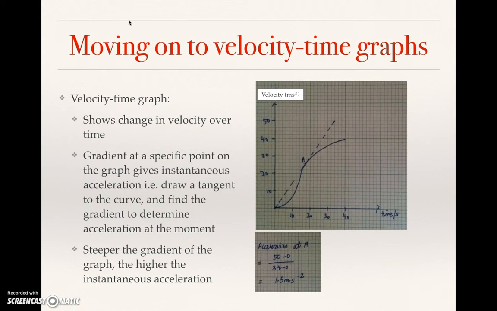Let's now move on to velocity time graphs. Velocity time graph shows the change in velocity over time. The gradient at a specific point on the graph gives instantaneous acceleration. So if you draw a tangent to the curve and find the gradient at that point, you would determine the acceleration at that moment. Looking at the chart on the right, to determine acceleration at point A, draw a tangent to the curve at point A and find the gradient. So for acceleration at point A, it is 50 minus 0 over 34 minus 0, which is 1.5 meters per second squared. The steeper the gradient of the graph, the higher the instantaneous acceleration.